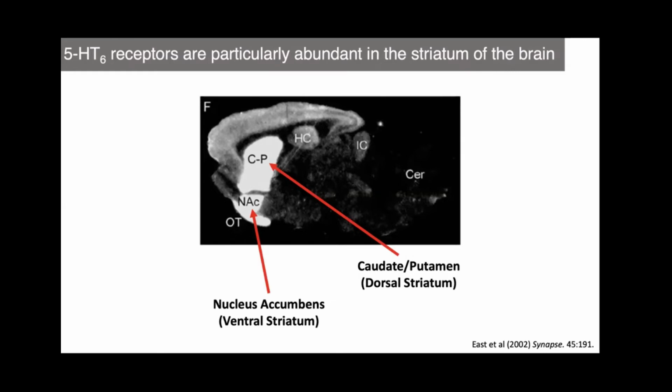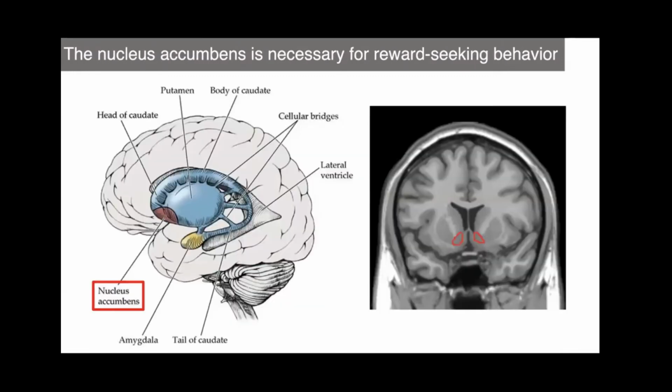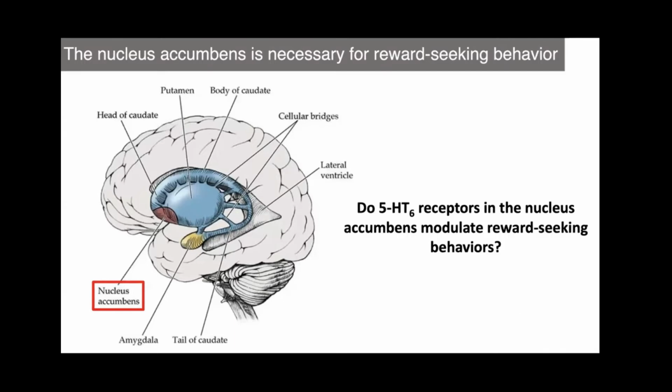To really understand what these receptors are doing, we first have to look at what these brain regions are doing, and specifically, the nucleus accumbens is a region that is critical for goal-oriented and reward-seeking behaviors. Since these extrasynaptic serotonin receptors are particularly abundant in this brain region, I wanted to ask the question: do 5-HT6 receptors in the nucleus accumbens modulate reward circuits and reward-seeking behaviors?